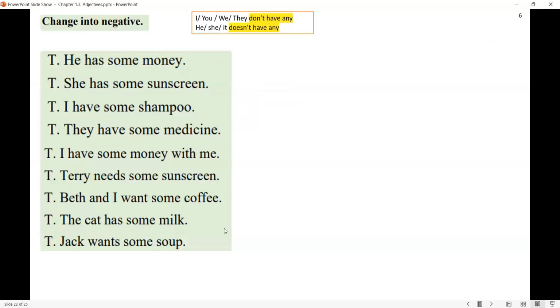In this exercise, we're going to change the sentences into negative. Pause the video. Do the exercises by yourself. When you're ready, check with me.